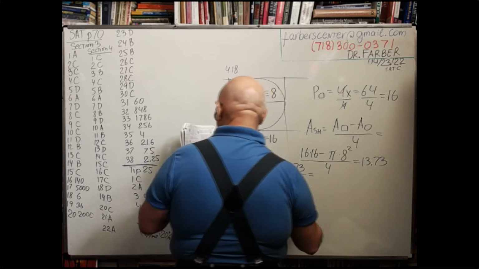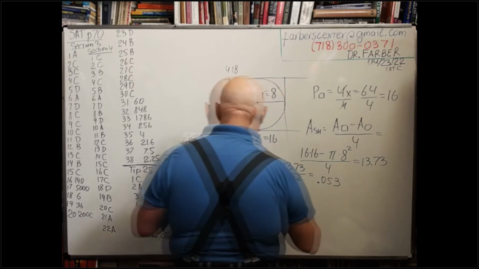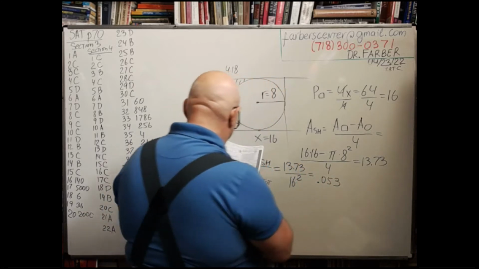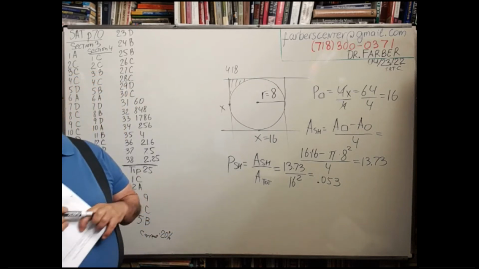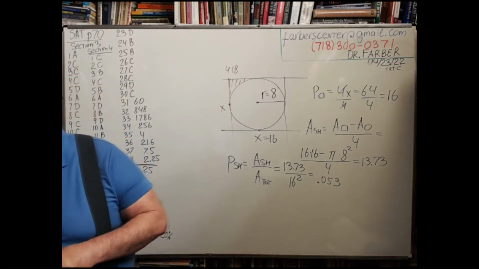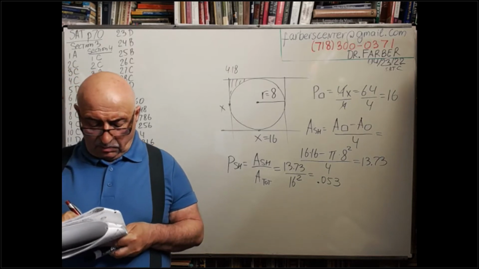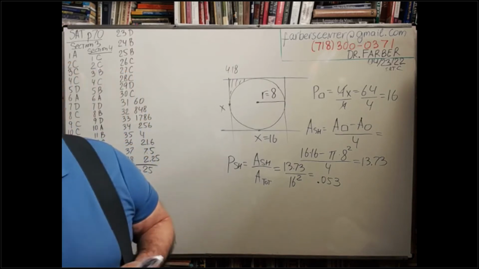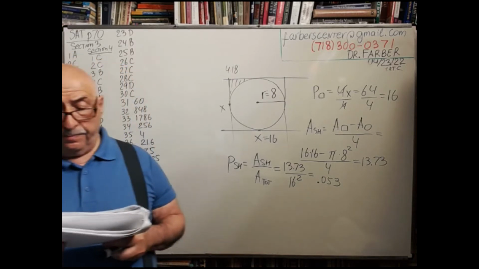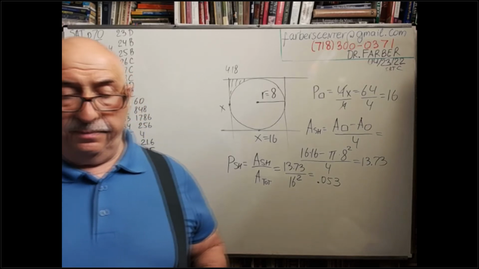So if you count, you get about 0.053. So far, so good. Okay, good, good, good. If you have a question, ask me. Who understands everything up to this point? Raise your hand.